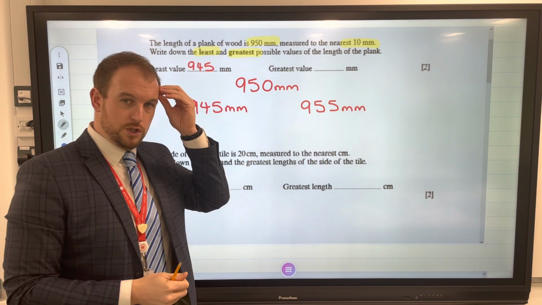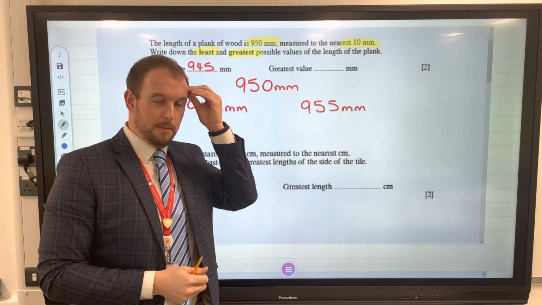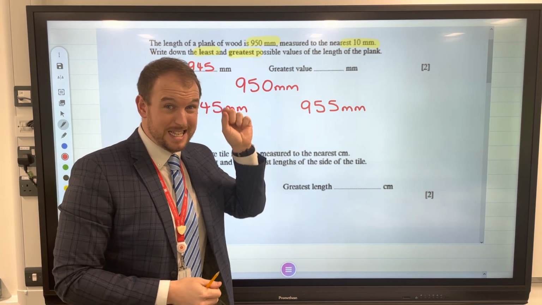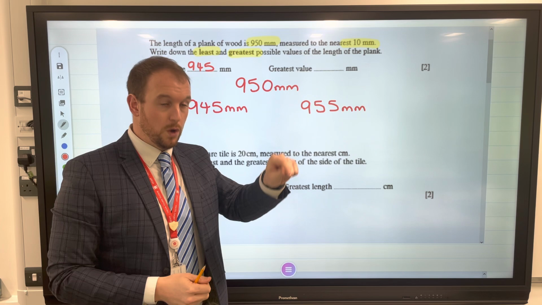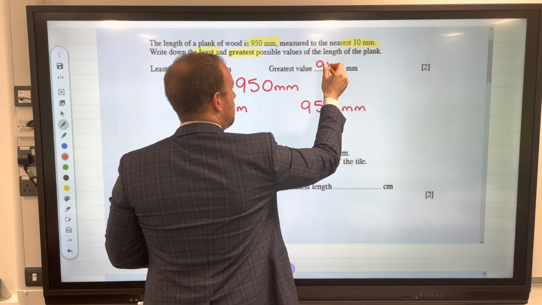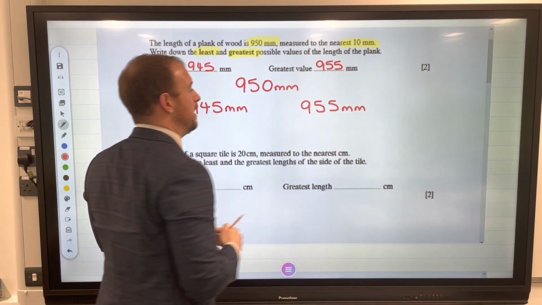Okay, so I know those rules in your head about rounding now. You might be conflicting in your own heads, but for upper and lower bounds, as I say, it's that close to 955, we write down 955. So the greatest value would be 955.